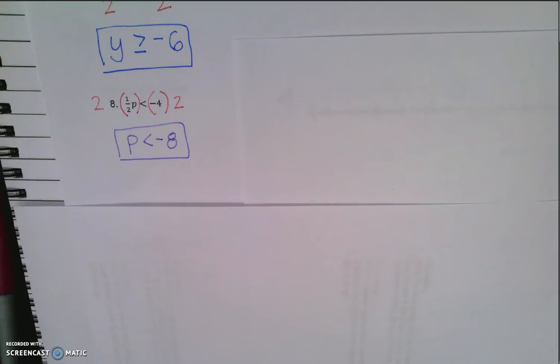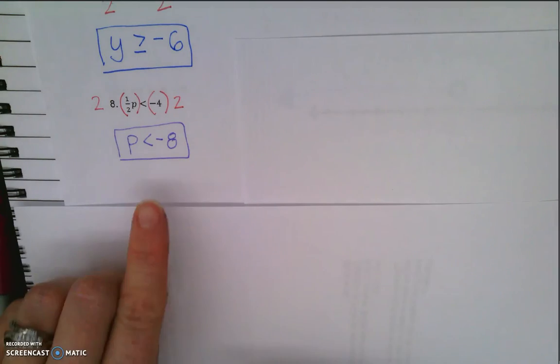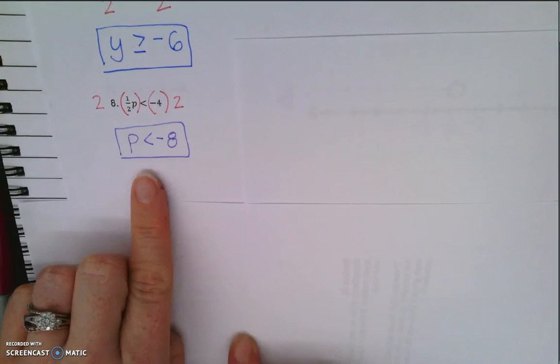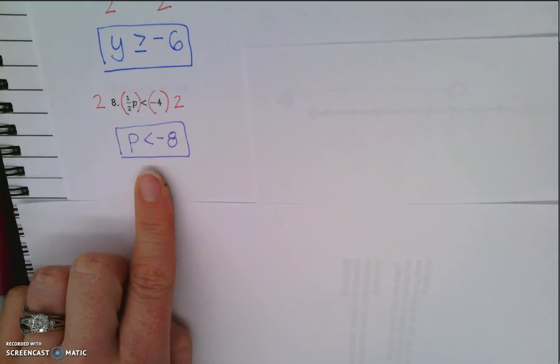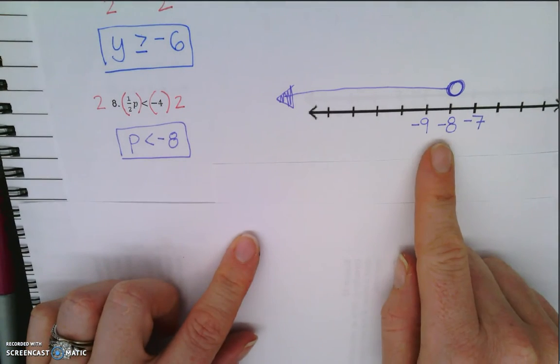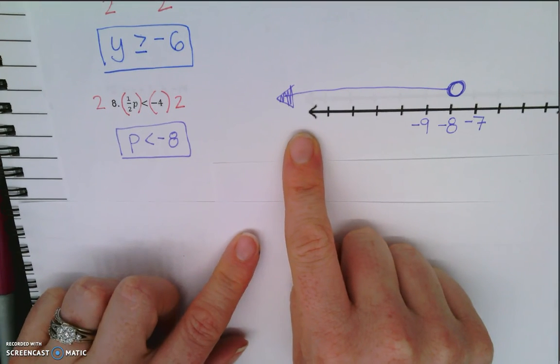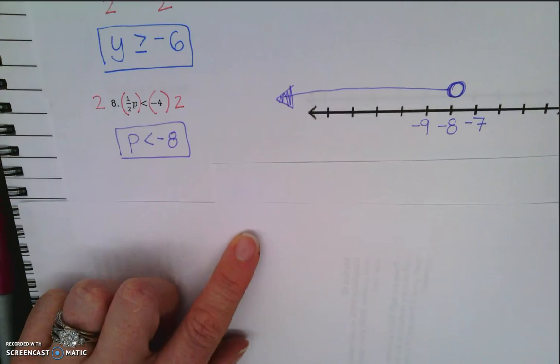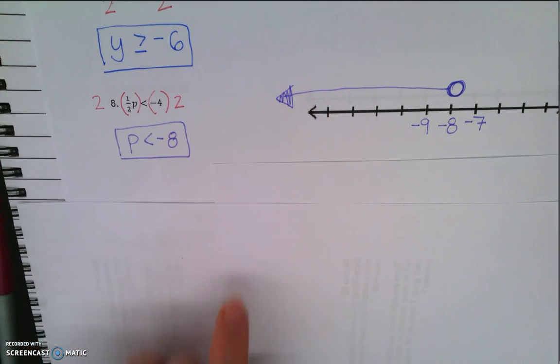Thank you so much for your time. For 8, I multiplied both sides by 2 and got p is less than -8. Open circle at -8 and shaded to the left. Make sure your number line is labeled appropriately.